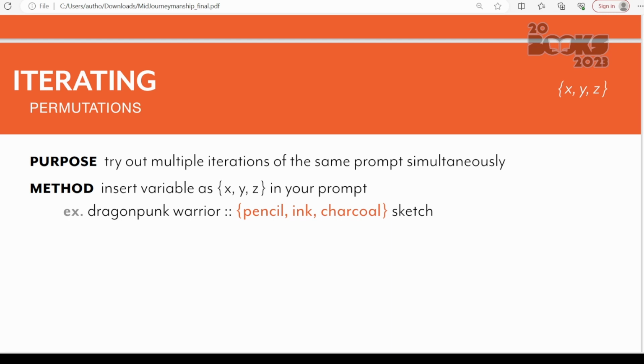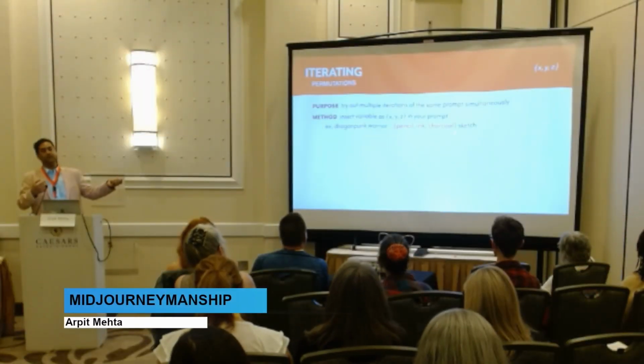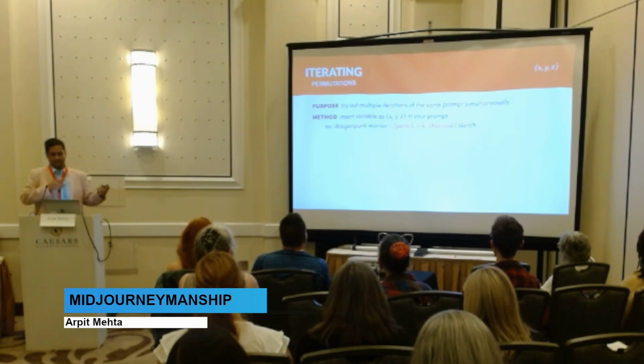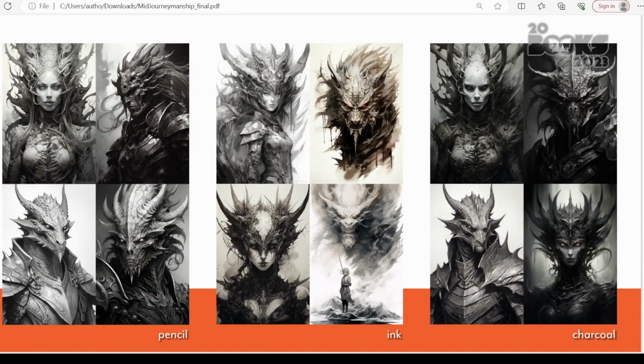Now you can insert variables within your prompt or even after, and I'll talk about it in a second. So for example, going back to the multi-prompt approach, I want to see what pencil, ink, and charcoal sketches would be. So instead of 3 different prompts, I put that in the squiggly brackets, because I don't know what the proper name of that is. And we got pencil sketch, ink sketch, and charcoal sketch.